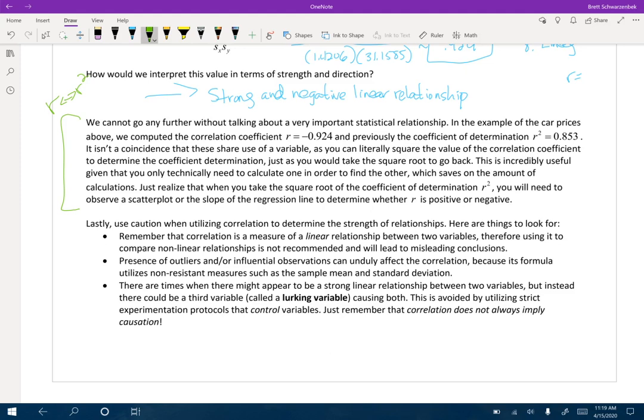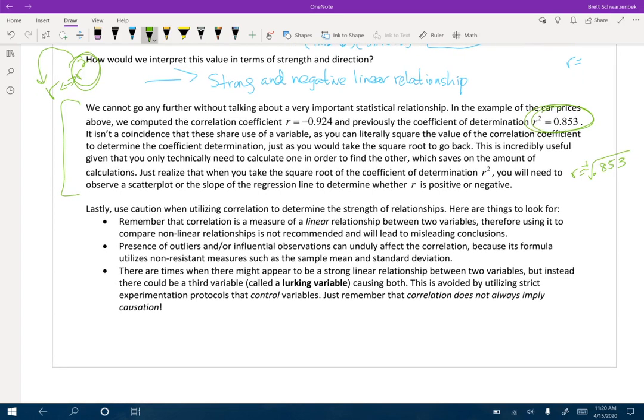But be careful, because let's say you're given R squared, the coefficient of determination, and they ask you to find the correlation. For example, let's say it's 0.853. You go, okay, I want to find R, so R is equal to the square root of 0.853. Here's the issue. When you take the square root of 0.853, you get a positive value in the calculator. You're not thinking about the fact that R squared is always positive, but correlation could be positive or negative. So R would be equal to positive or negative square root of 0.853.